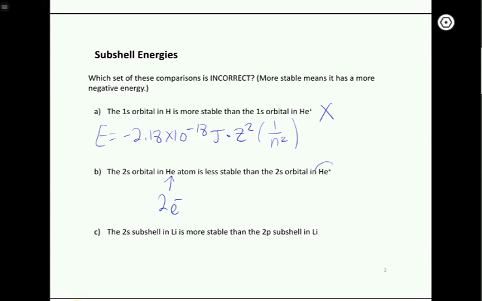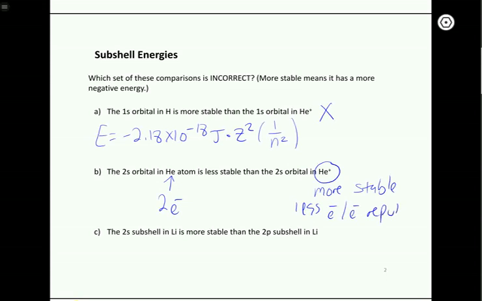So this is going to be more stable, He+, more stable because we have less electron-electron repulsion, or in this case, no electron-electron repulsion because there's only one electron left. So when you're comparing the same atom, as you remove electrons, the subshells become more stable because you reduce electron-electron repulsion. Okay, so that's how we want to think about it in this case.